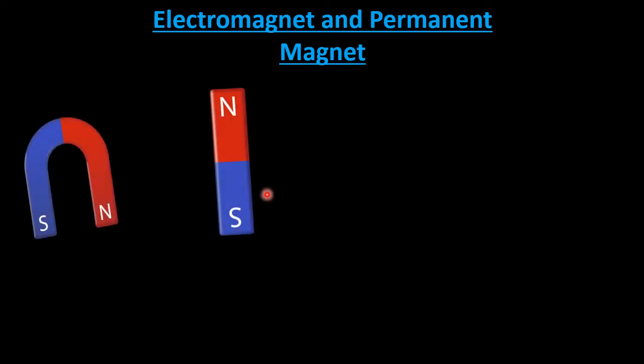These are the common types of magnet that we see around us very often. This is called the bar magnet and this is called the horseshoe magnet. Here the north pole and south pole of both types of magnet are fixed. This will be the north pole only, this will be the south pole only. So the north pole and south pole of these two magnets cannot be interchanged.